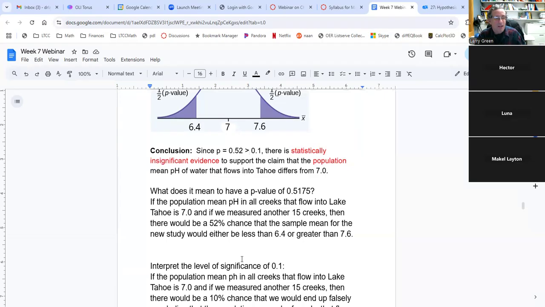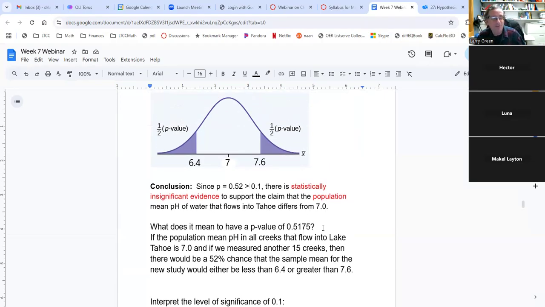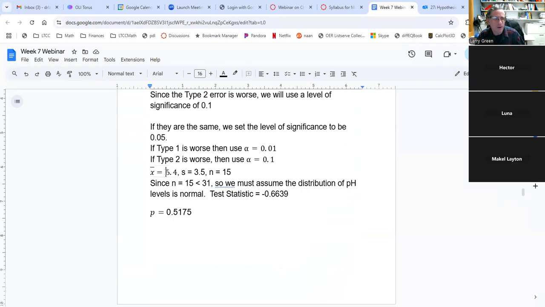Okay. What does it mean for the p-value to be 0.5175? If the population mean pH in all creeks that flow into Tahoe is 7, and if we measured another 15 creeks, then there would be a 52% chance that the sample mean for the new study would either be less than 6.4 or greater than 7.6. By the way, we got 6.4. How did I get that number 7.6? Any thoughts? Didn't come out of nowhere. Any thoughts on that?